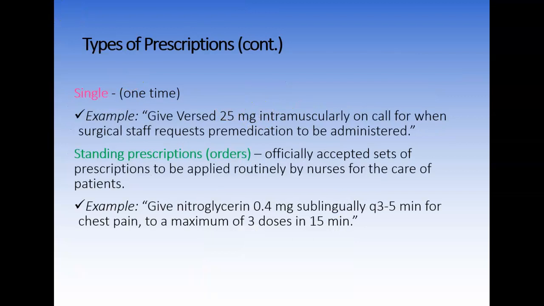Okay, so you're going to either get a single dose, for instance, just give me 1 dose of Versed, 25 milligrams IM for a surgery, for pre-medication. Or you're going to get standing prescriptions, which is a set of circumstances to be applied routinely. So: give nitroglycerin 0.4 milligrams sublingually every 3 to 5 minutes for chest pain, to a maximum of 3 doses in 15 minutes. Make sense?